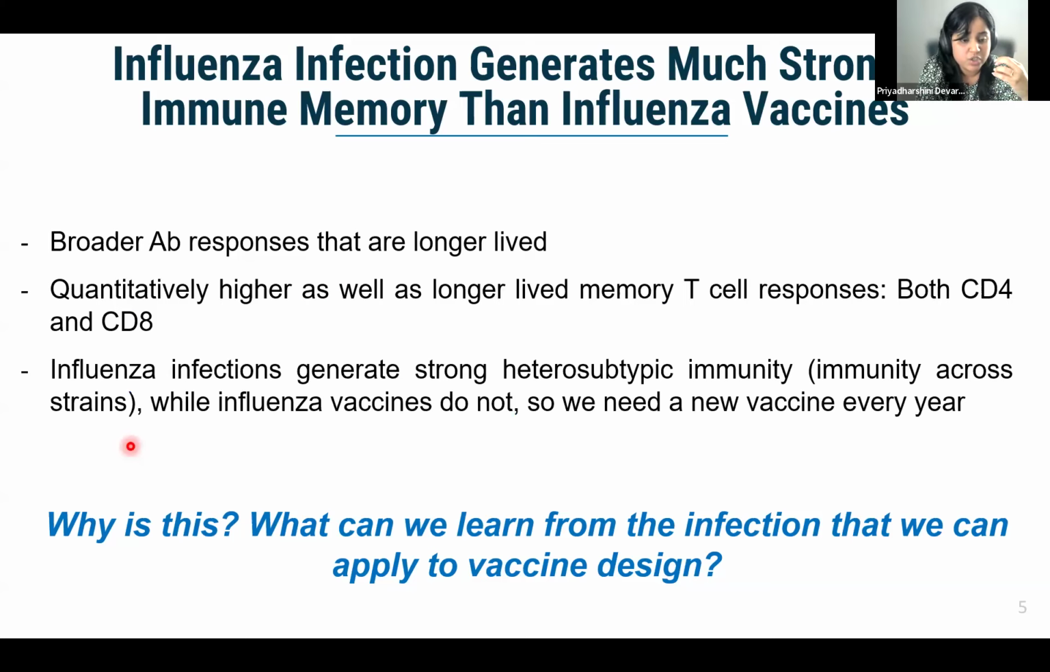And influenza infections generate memory that is conserved against seasonal variants of the flu, that even if the flu virus changes its HA a little bit, T cells are able to target internal epitopes and preserve immunity, which is what we call heterosubtypic immunity.